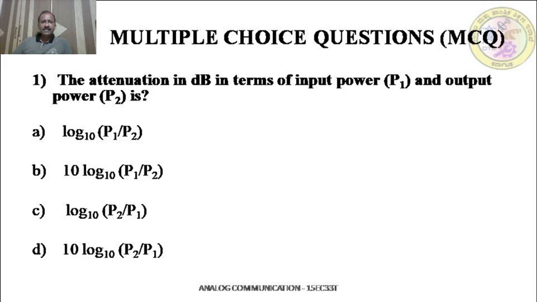Okay, correct answer is B. In this case, 10 log base 10 P1 by P2, the input power by output power ratio, logarithmic base 10 of that value into 10. In case of voltage, this becomes 20. It is the main difference.